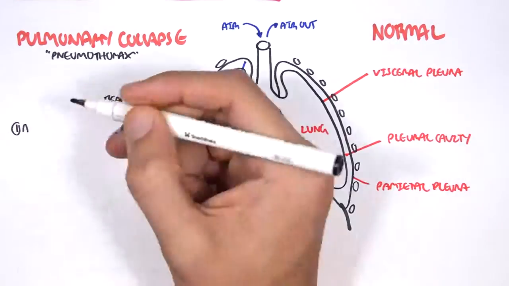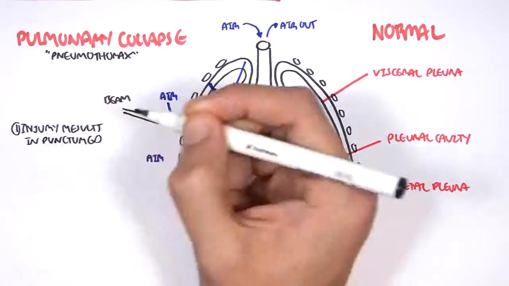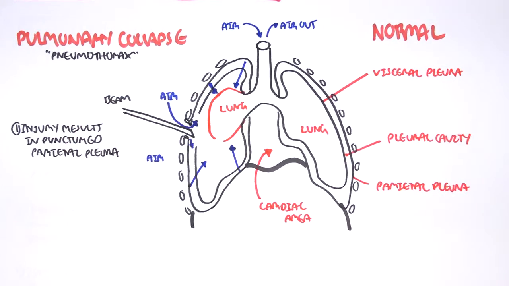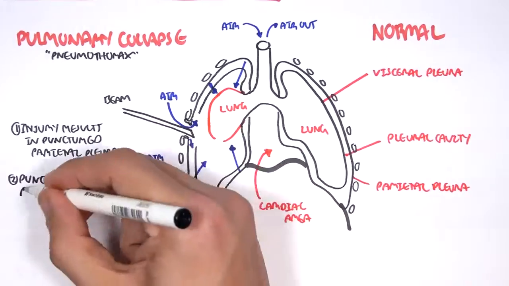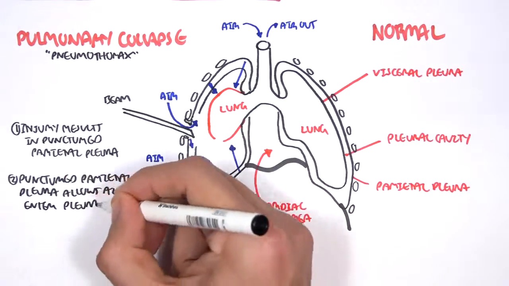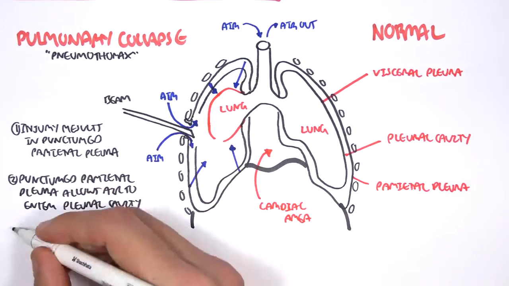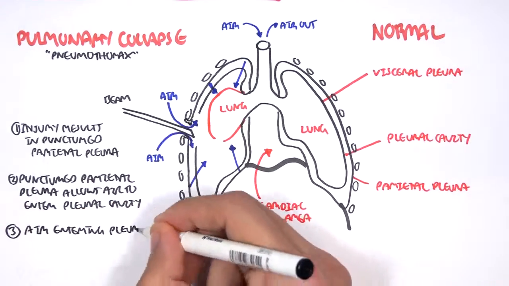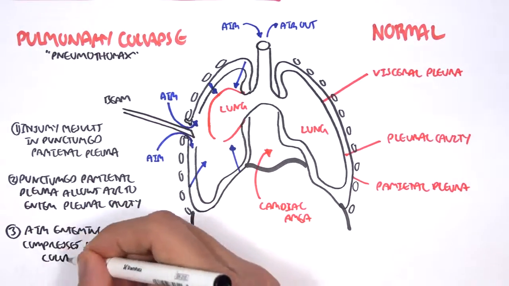So injury results in puncturing of the parietal pleura. The punctured parietal pleura allows air to enter the pleural cavity. Air entering the pleural cavity compresses the lung, resulting in a collapsed lung.